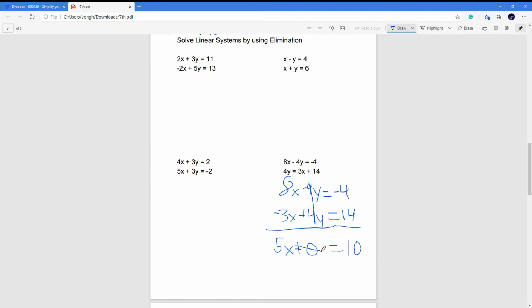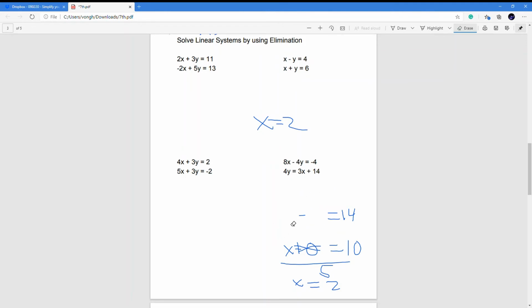Now we just cross that out because it's just 0. Now we divide by 5 to isolate the x, and 10 divided by 5 equals 2. Now we found the value of x, which is 2. And now we just have to plug the value of x back into one of the equations.